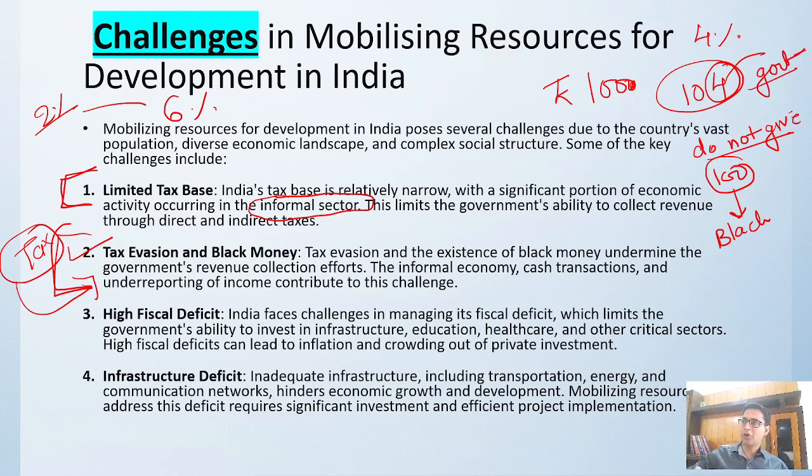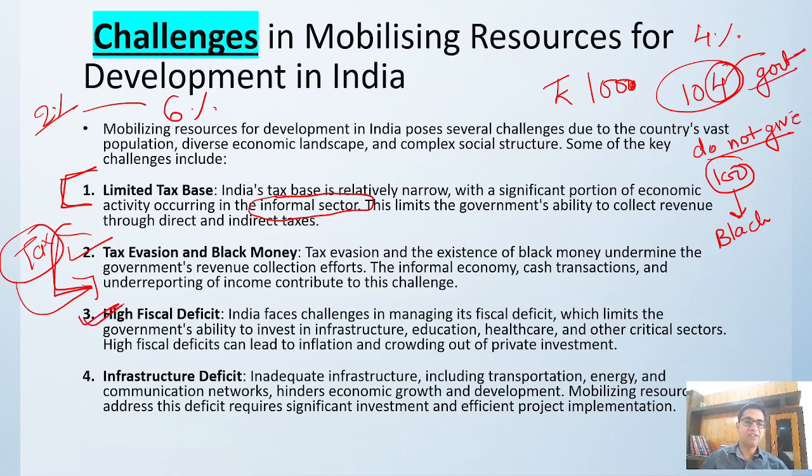You go to a local shop, you buy a chocolate, you say okay, 100 rupees chocolate, you give this 100 rupees. Have you ever asked for a bill? Even if you wanted to, you can ask for the toffee bill also, right? So there is a lot of tax evasion and black money happening, which is a huge challenge for the mobilization of resources, because a lot of resources get lost in this way.